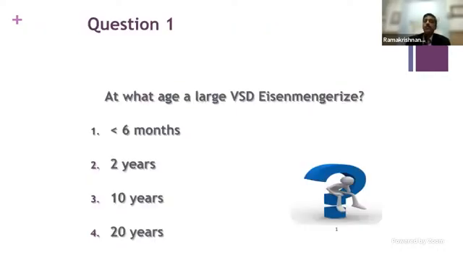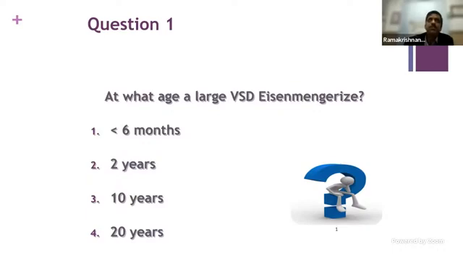Now coming to another important question, when will an ASD Eisenmengerize? When will a pre-tricuspid shunt Eisenmengerize? Is it 10 years, 20 years, 40 years? So generally, ASD Eisenmengerization, pre-tricuspid shunt Eisenmengerization, happens later in life. And there is a subgroup of patients.